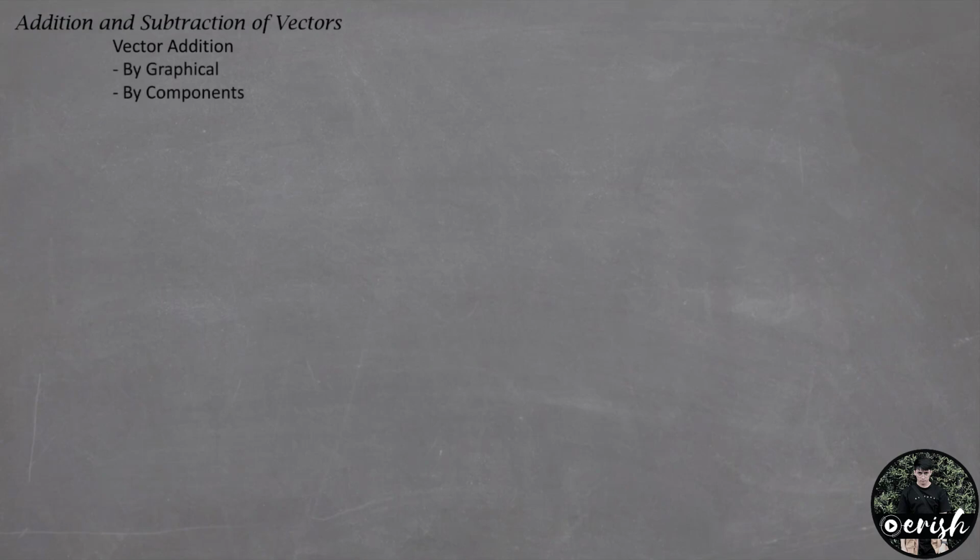And then, papakita natin how the same addition can be performed more concisely and more accurately with components. So, there's a huge difference sa graphical and sa components. Let's start with the vector addition by graphical.